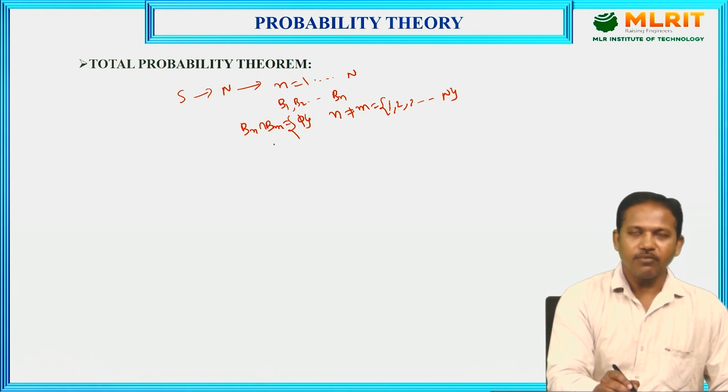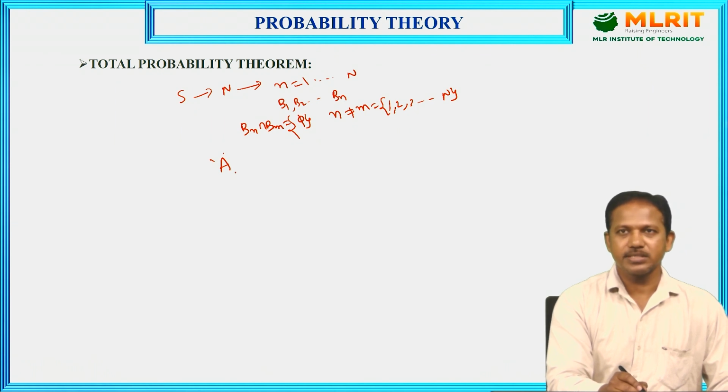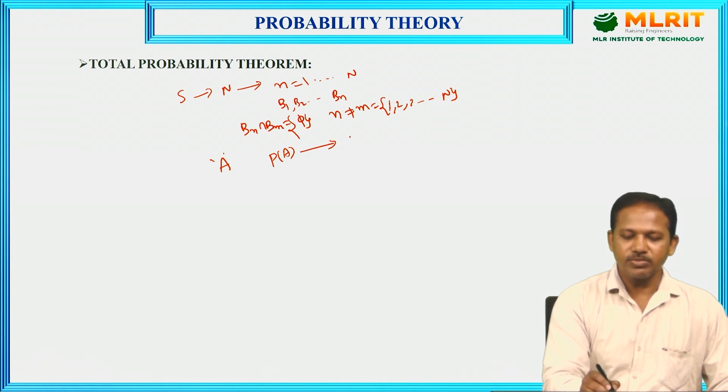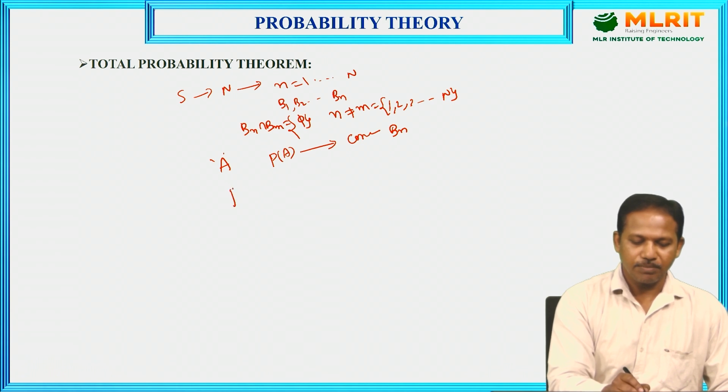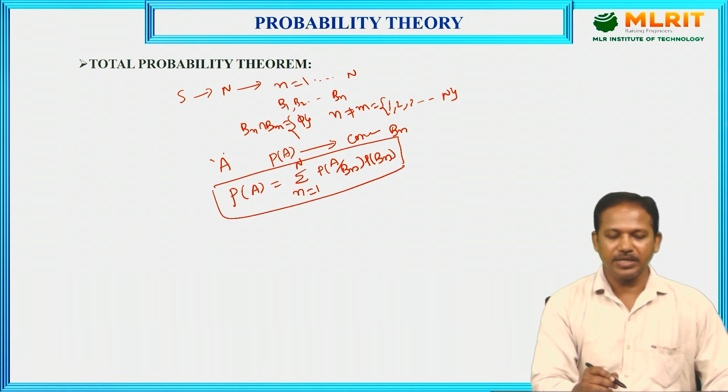Here I want to define event A on this sample space. Then the probability of event A is expressed in terms of the conditional probability given Bn, that is, P of A is equal to summation of n equal to 1 to n of P of A given Bn into P of Bn. This is the statement of the total probability theorem.